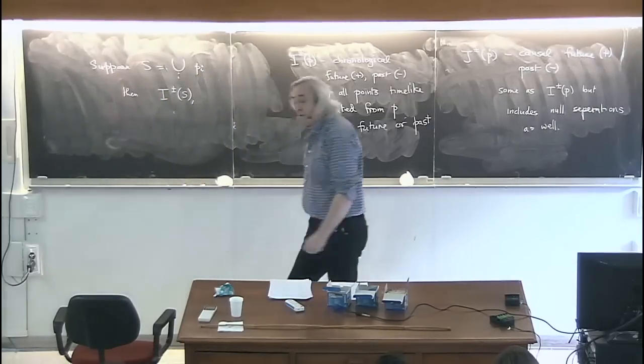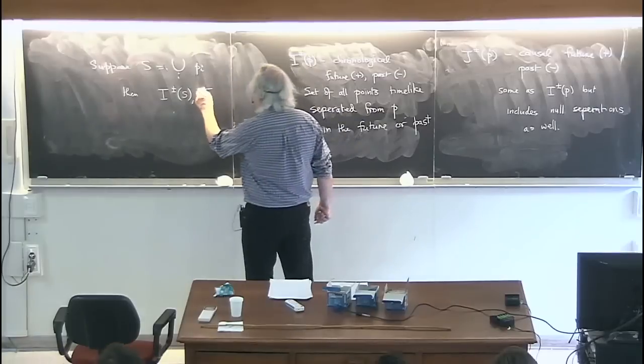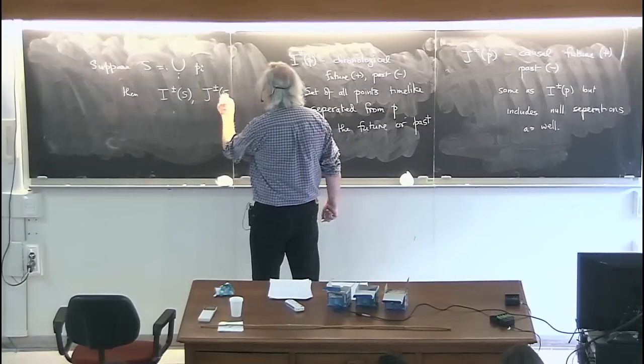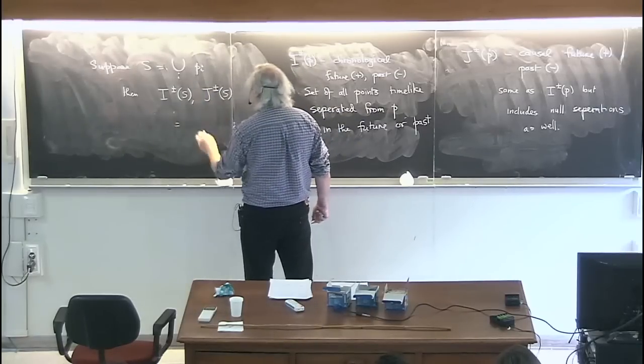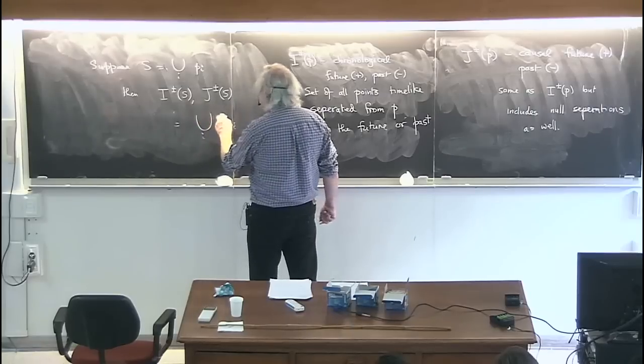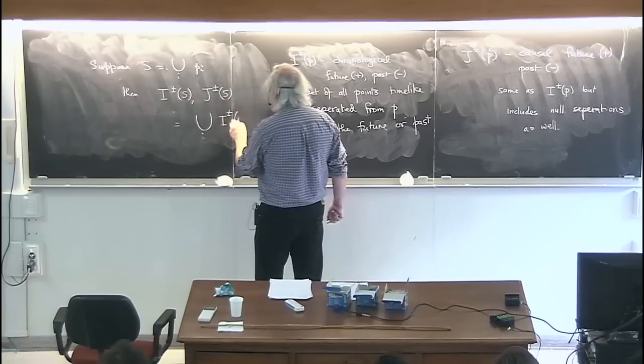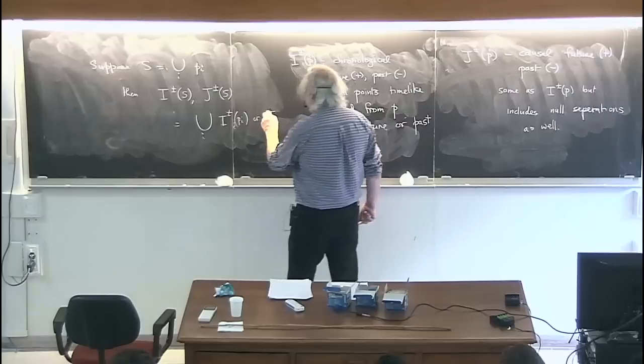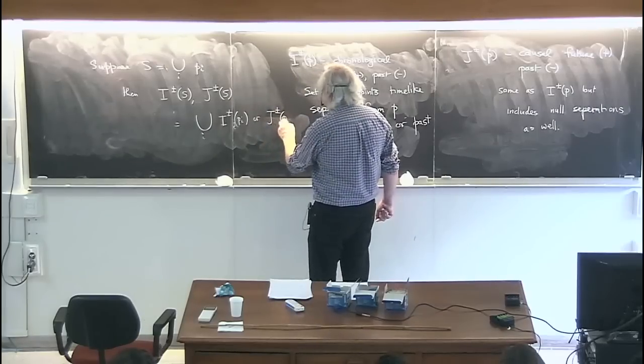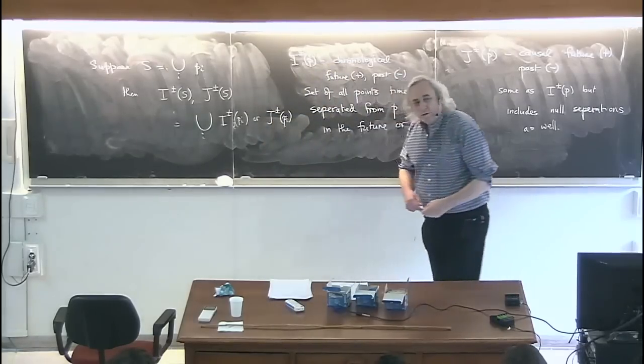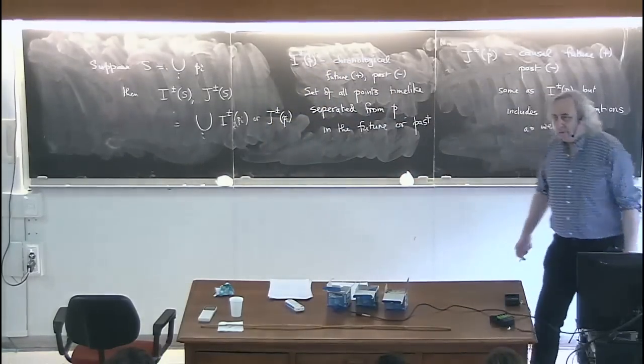Then you can define the chronological past or future, the causal past or future of S as being equal to the union of I plus or minus of P, or J plus or minus of P as appropriate. So you can deal with whole sets of points in that way.